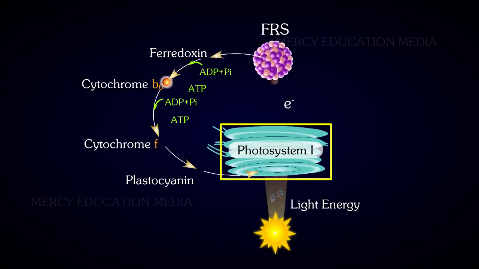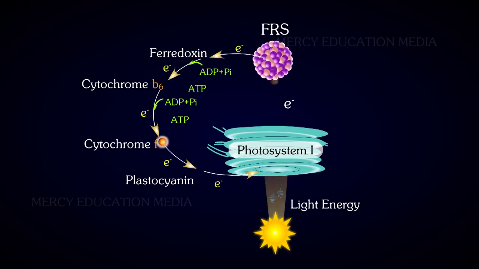When the molecule in the PS1 is excited, the electrons are released. The electrons are captured by ferredoxin through the ferredoxin reducing substrate, that is FRS. Due to the non-availability of NADP+, electrons from ferredoxin fall back to the molecules of PS1 through the electron carriers, that is cytochrome B6, cytochrome F and plastocyanin.